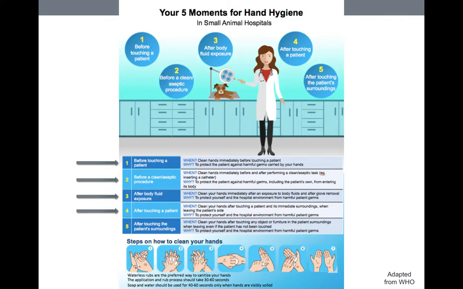After touching a patient. Even if an animal is apparently healthy, they may be colonized with or transiently carrying germs that could be harmful to another sick or injured animal. And lastly, after touching the patient's surroundings, even if you have not handled the patient itself, surfaces such as furniture, exam tables, or personal items such as leashes could be contaminated.